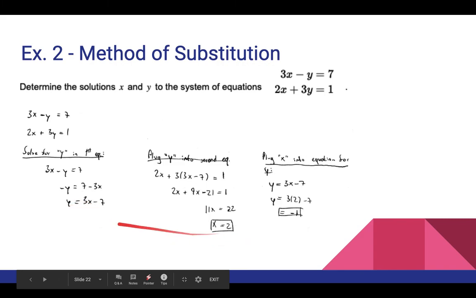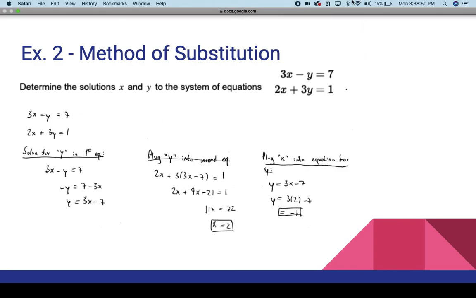Lastly, we plug x back into our equation for y right here. So we got x equals 2. Now we're going to plug it into the equation for y to solve for y. So y equals 3x minus 7 gives us, when we plug in x equals 2, y equals 3 times 2 minus 7, or y equals negative 1. Thus solving our system of equations using the method of substitution. And this covers the algebraic techniques that you will need for this class.